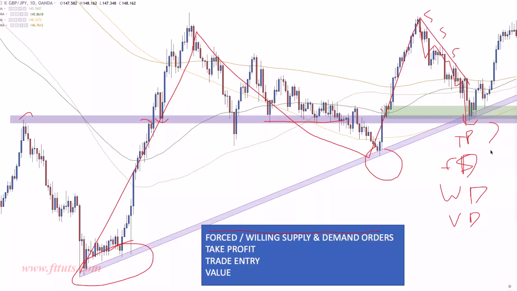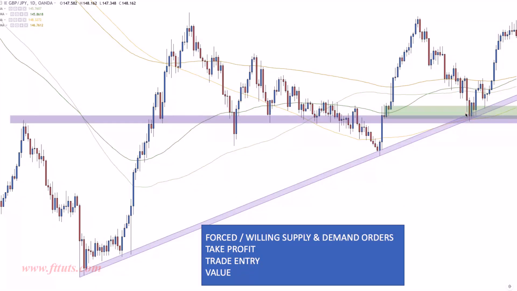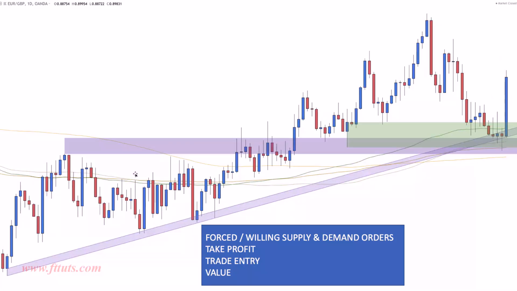Why is supply coming into this market from a technical analysis perspective? Let's go on to one more. This one happened recently, where you have again some support, some resistance, support. Prices come down into this area here.